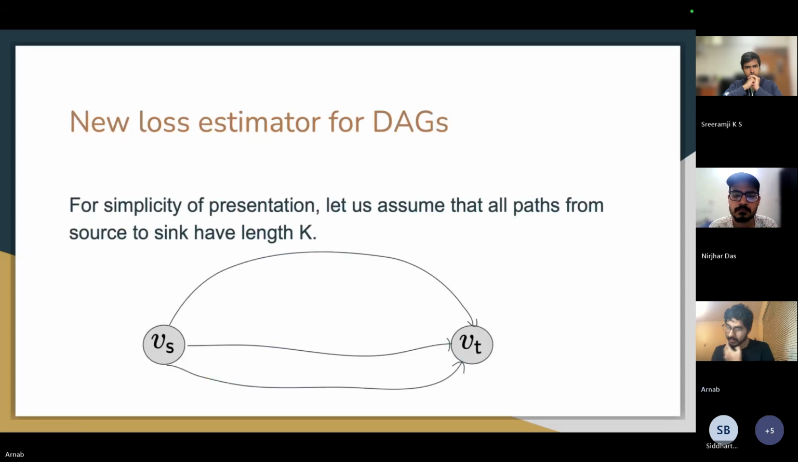Yeah, so let me get started with the estimator. For the next few slides, let me assume for simplicity that the number of edges on any path from source to sink is k. I'm just going to assume that for the time being; it will be pretty clear why I assume that, and it's also very easy to get rid of this assumption. So the length from source to sink is k. This length is not the cost, it's just the number of edges.